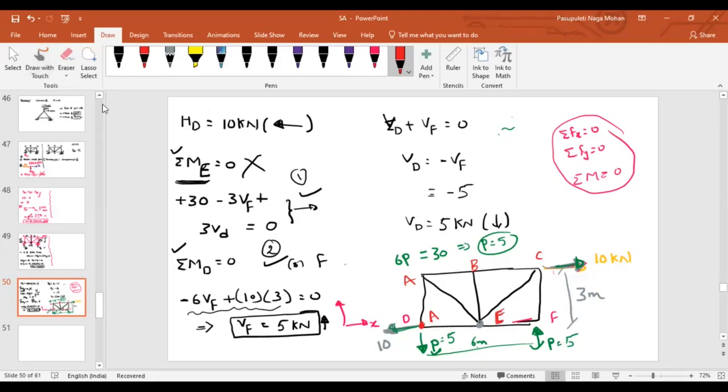At E, how many members are connected? 5 members are connected, sir. Then we cannot, isn't it? Yeah. That means if you look at D, how many unknowns are there? 4, sir. Not 4. At D, we already know this reaction is 10. We know that the support reaction is 5. Now, how many unknowns are there? 2, sir. Only 2. That means I can start from joint D.